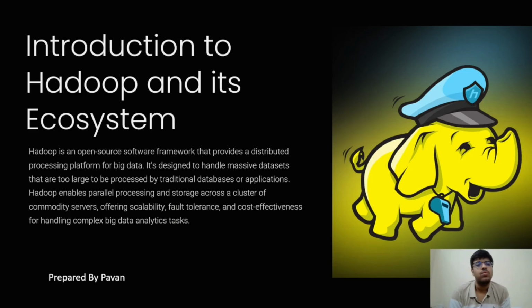In this video, we are going to learn about Hadoop and its ecosystems. Now, an introduction to Hadoop. Hadoop is an open source framework which provides a distributed processing system, especially for big data. And why is it so? Because it is able to handle massive datasets which are too large for normal traditional databases. And also it provides parallel processing as well as storage across clusters of commodity servers.